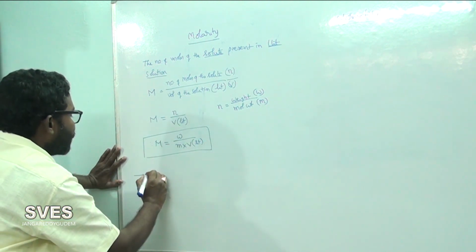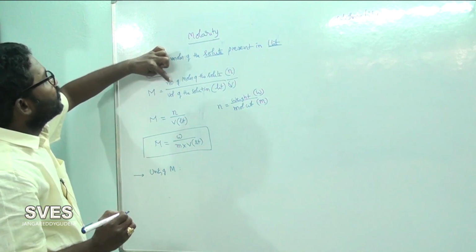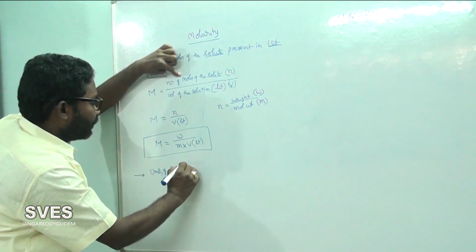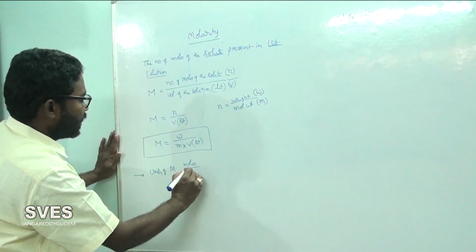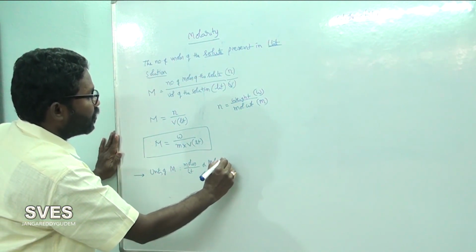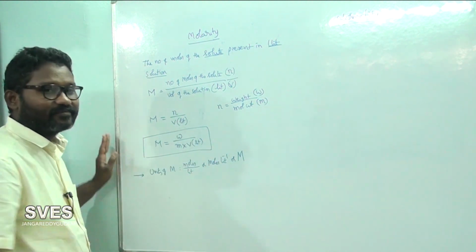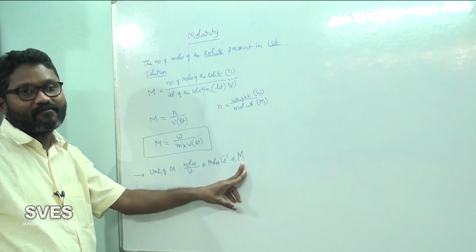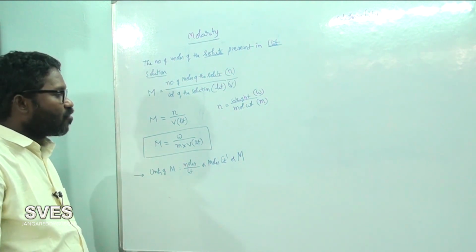What are the units of molarity? In the numerator, number of moles; volume of the solution in liters. Moles per liter, or mole liter inverse, simply molar. Capital M. Molar.